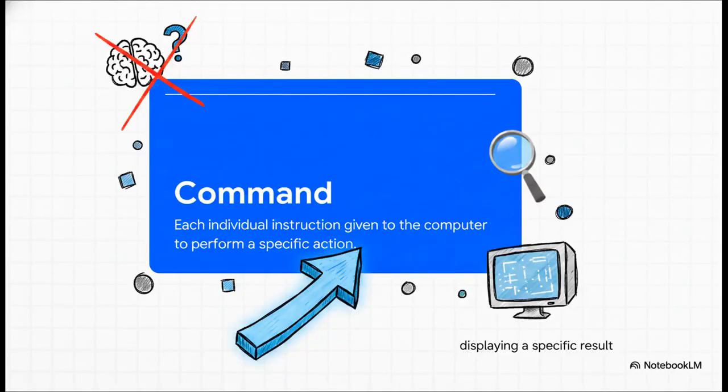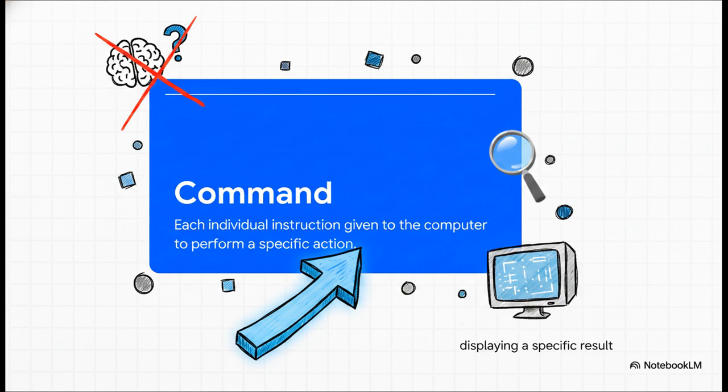Okay, let's dive into this. A command, which you might also hear called a statement or an instruction, is literally the absolute smallest unit in a computing system. You can think of it as a single atomic action. When you tell your computer to do one very specific, isolated thing, like say retrieving a number from its memory or displaying a result on your screen, you are issuing a command. It's just a single step.